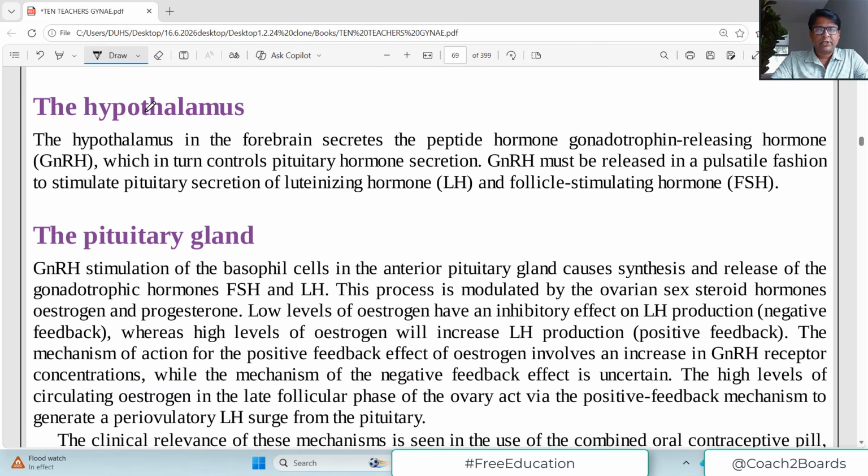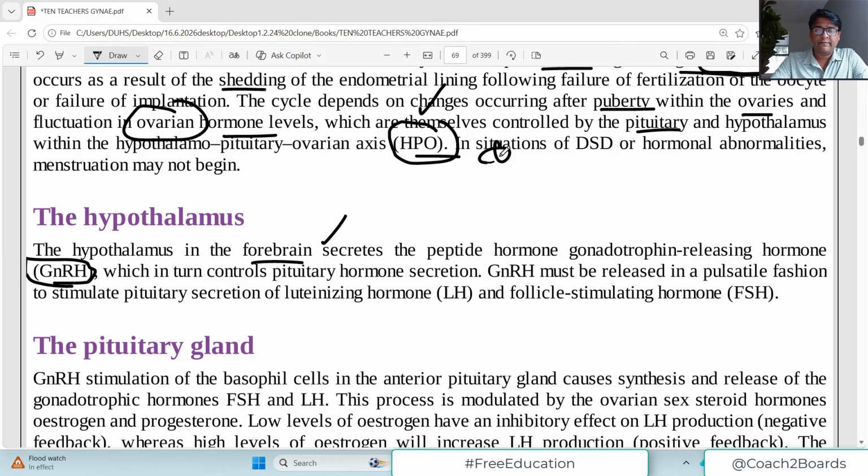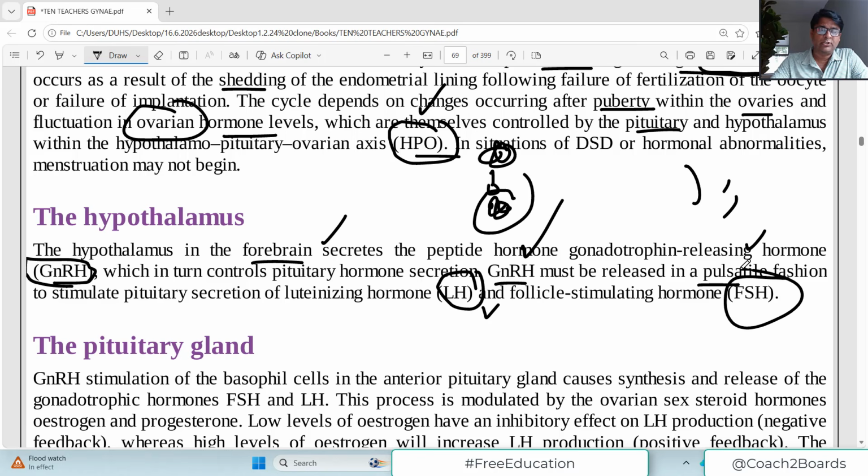So let us start our discussion with the role of the hypothalamus. It is obviously present in the forebrain, you know that. It secretes the peptide hormone known as GnRH. Super important terminology, gonadotropin releasing hormone, and this in turn controls the pituitary hormone secretion. So hypothalamus at the very top, then the pituitary, and the GnRH must be released in a pulsatile fashion, release-stop fashion, to stimulate the pituitary secretion of what? Of luteinizing hormone. So hypothalamus से क्या निकल रहा है? GnRH, और वो क्या रिलीज करवा रहा है? वो luteinizing hormone and follicle stimulating hormone.